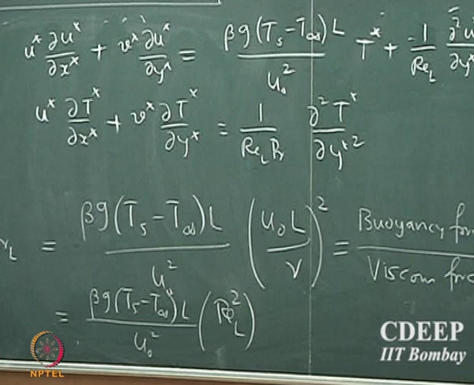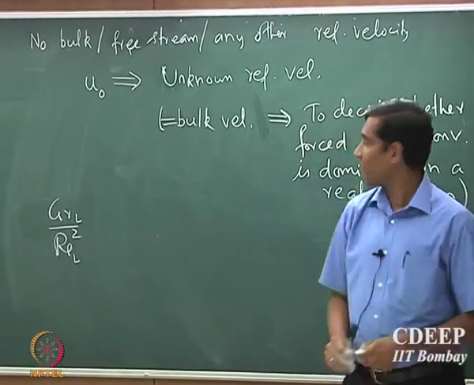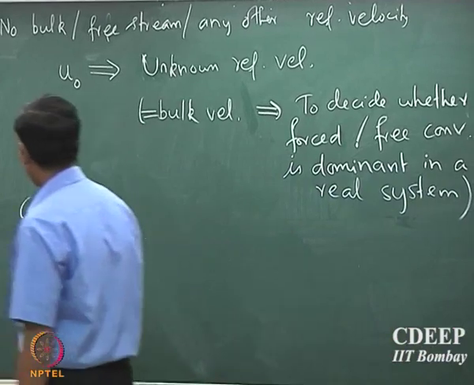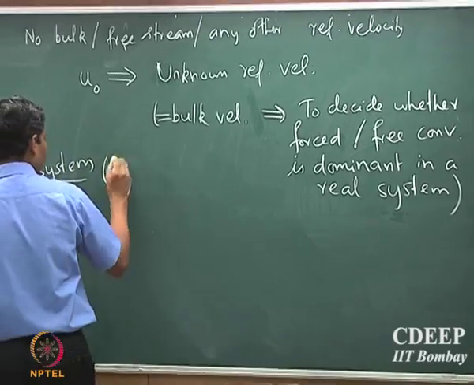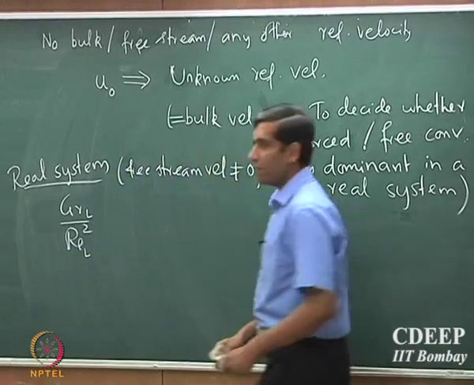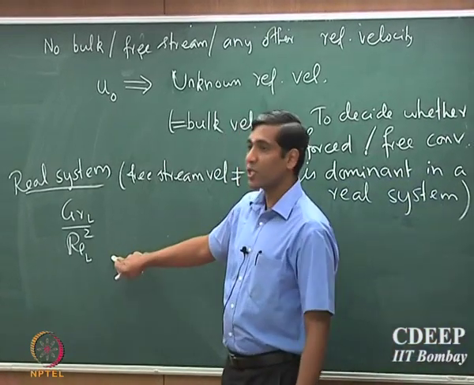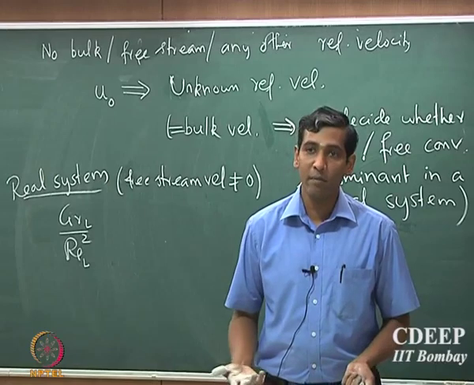So that gives us an interesting framework to answer the question that we posed a short while ago. How do we decide whether free convection or forced convection is the dominating mode of heat transport? Grashof number by Re_L square provides the framework for understanding that. In a real system, the bulk velocity or the free stream velocity is really not 0. If you use the free stream velocity as the scaling velocity, the Grashof number by the square of the Reynolds number gives you a dimensionless quantity which can be used to decide which one is the dominating force.